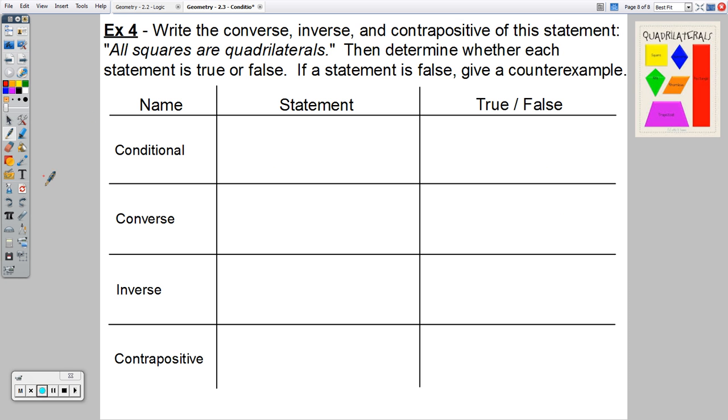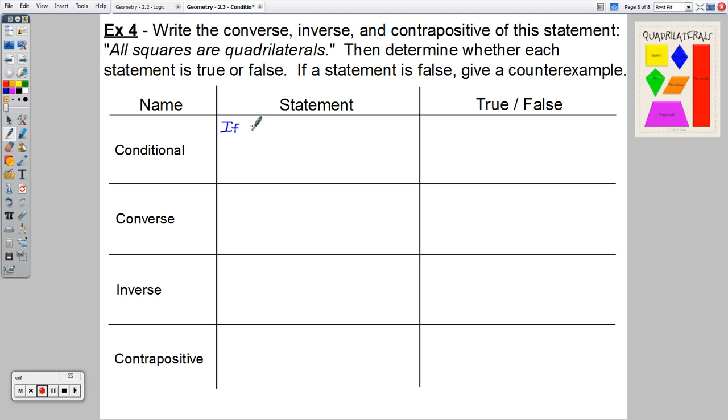So let's check out a final example where we use what we've just learned about conditionals and the related conditionals, converse, inverse, contrapositive, and we apply that to an actual statement here. So write the converse, inverse, and contrapositive of this statement. The statement is all squares are quadrilaterals. Then determine whether each statement is true or false. If a statement is false, give a counterexample. So the conditional, this is not in an if-then form right now, so I'm going to write it in an if-then form.